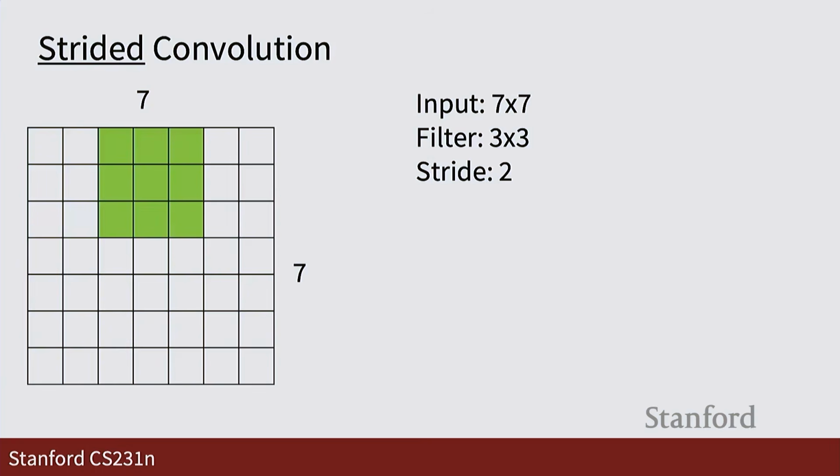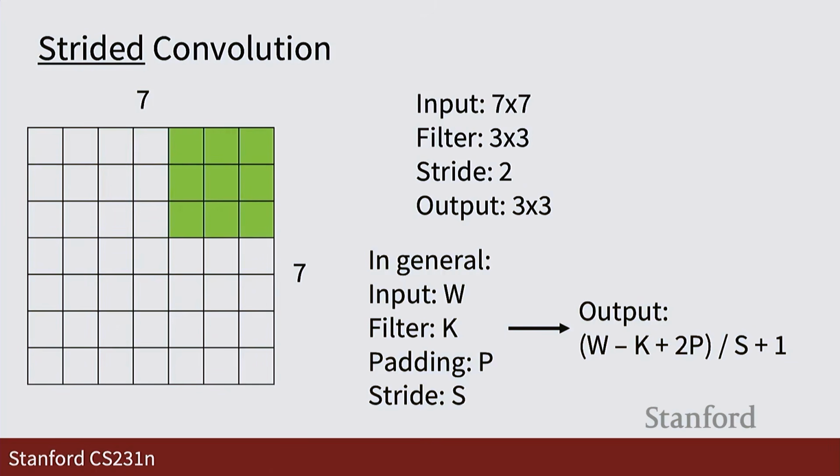1, 2, 3. 3x3. And then in general, if we have our input W, filter size K, padding of P, stride S, then we get this kind of ugly formula for the size of the output. W minus K, the bigger kernels shrink the input, plus 2P, padding adds back some of the missing size, divided by the stride, which divides the input shape, and then plus 1 because of some fence post math.